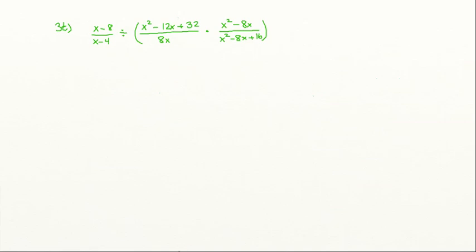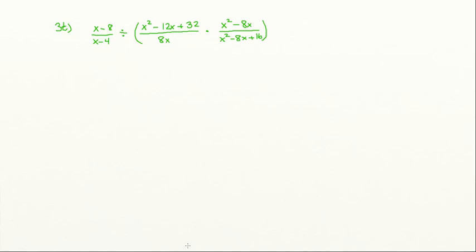Did you notice this whole lesson only had 3 questions? Question 3: x minus 8 over x minus 4, divided by the bracket x squared minus 12x plus 32 over 8x, times x squared minus 8x over x squared minus 8x plus 16. Wow, that is a long one.